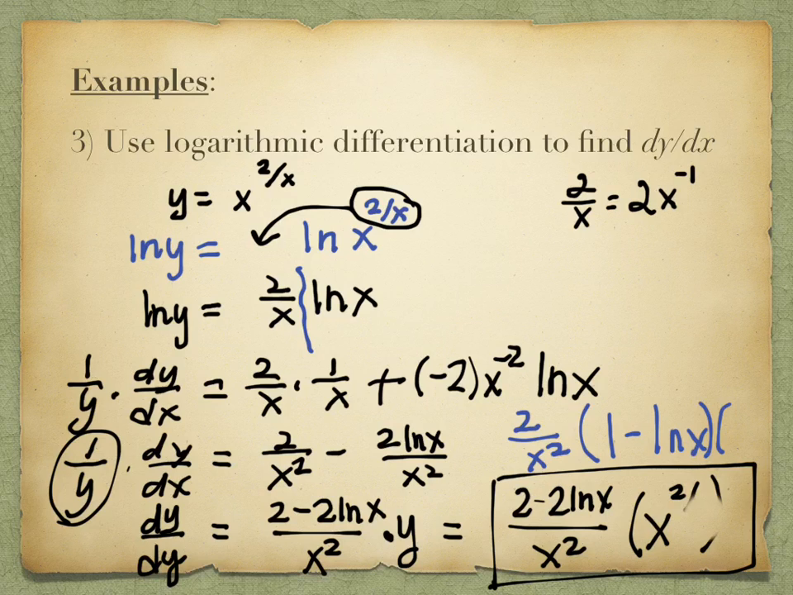Let me write that right. 2 over x, and then x to the 2 over x. Some variety of that might be what you see on someone else's paper or written in the back of the book. Okay. Either of those would be fine. Any questions on that one?